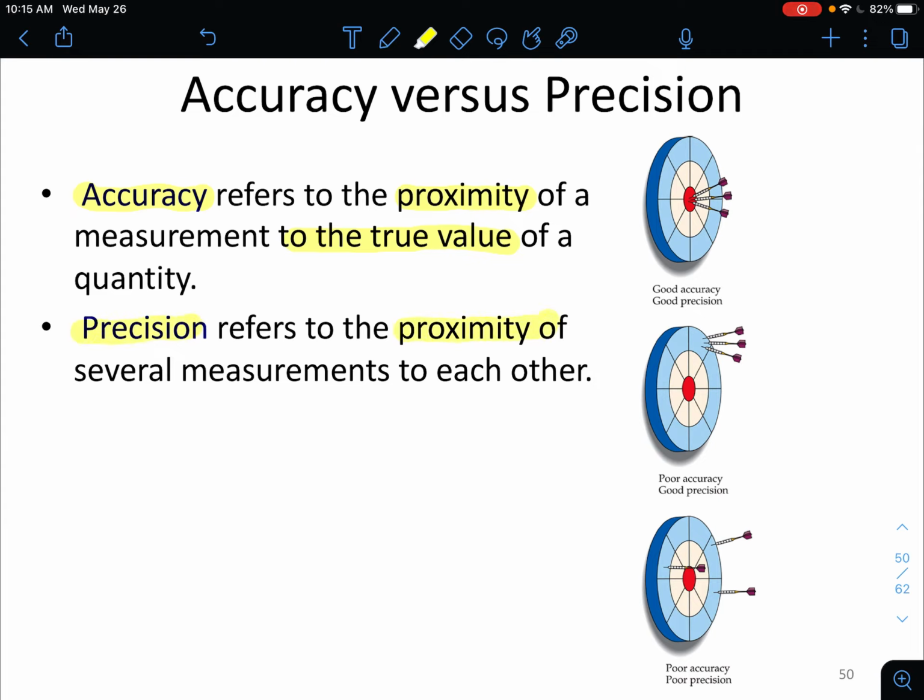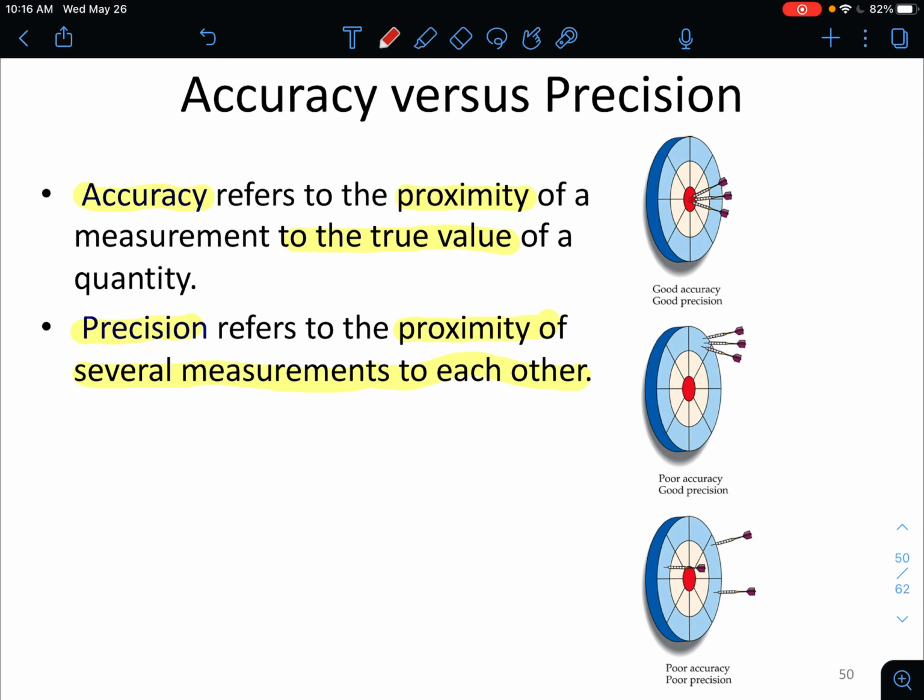And precision is talking about the proximity of several measurements to each other. So I can't be precise with one measurement, right? I need several measurements in order to be precise. Essentially, precise means that all of my measurements are relatively close together, and being imprecise would mean that they are not particularly close together. It doesn't say anything about proximity to the true value, it just says that they're close together. Okay, so let's look at our dartboard over here.